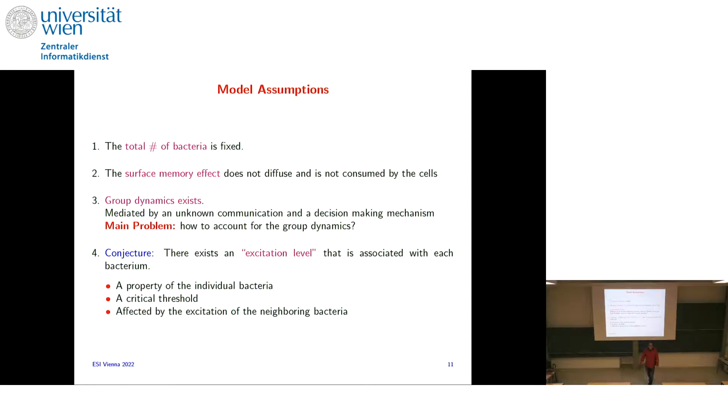So you can sit now and write a lot of different variations of these models. Here are several, in no particular order. Some assumptions: let's not allow them to give birth or die. I want to describe the surface memory effect, and I am assuming that there is a group dynamics, and I want to encode it. So how do I encode it?